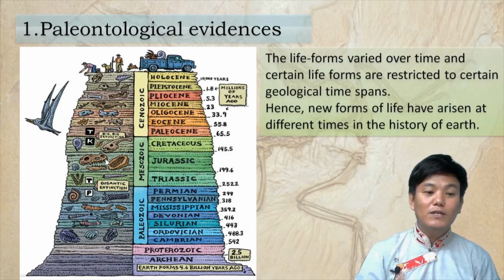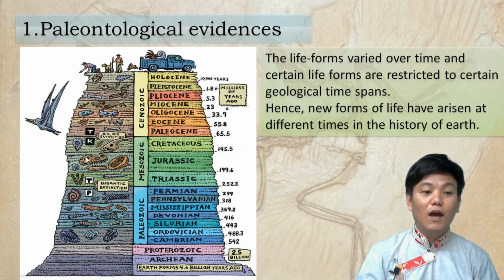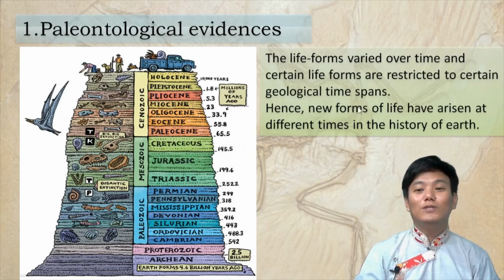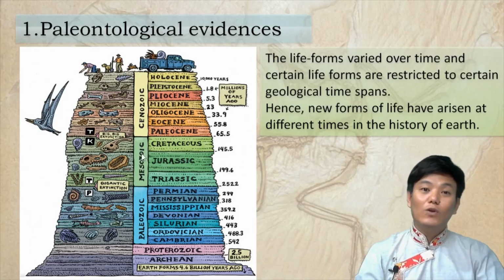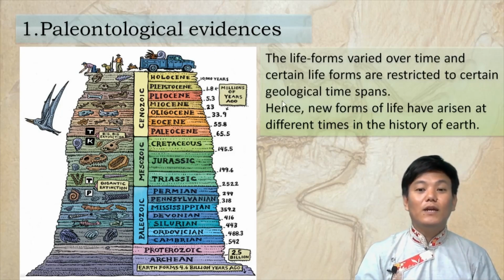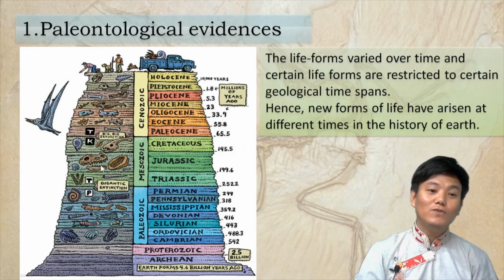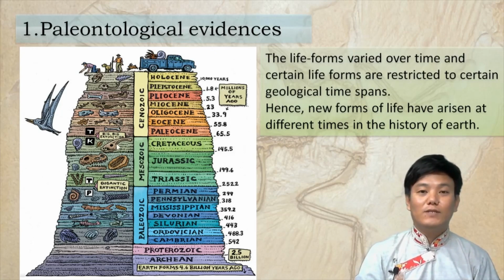During that period, what forms of life were present, and was it found during the period after that, or was it found in the period before that? If you take a look, you find that these large dinosaurs, like the meat-eating dinosaurs, right, they were present only during the Jurassic period. So that shows that certain life forms are restricted to certain geological time spans, right, and they have gone extinct, right? Hence, new forms of life have arisen at different times in the history of Earth, right? So after the extinction of dinosaurs, new forms of life have arisen, right?